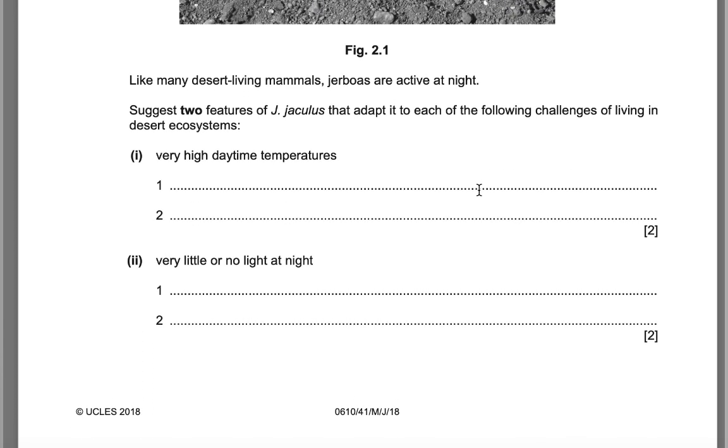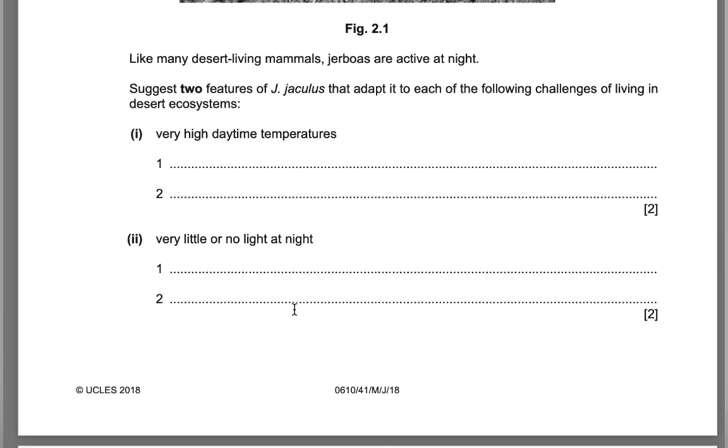Now the next one is that we're going to also suggest 2 features of the Jaculus that adapt it to each of the following, each of the challenges of living in the desert ecosystem. This time around, we're looking at very little or no light at night. No light, okay. Very little or no light at night. So what are the features that help it to survive? This is B Roman figure 2. What are the features that help it to survive?